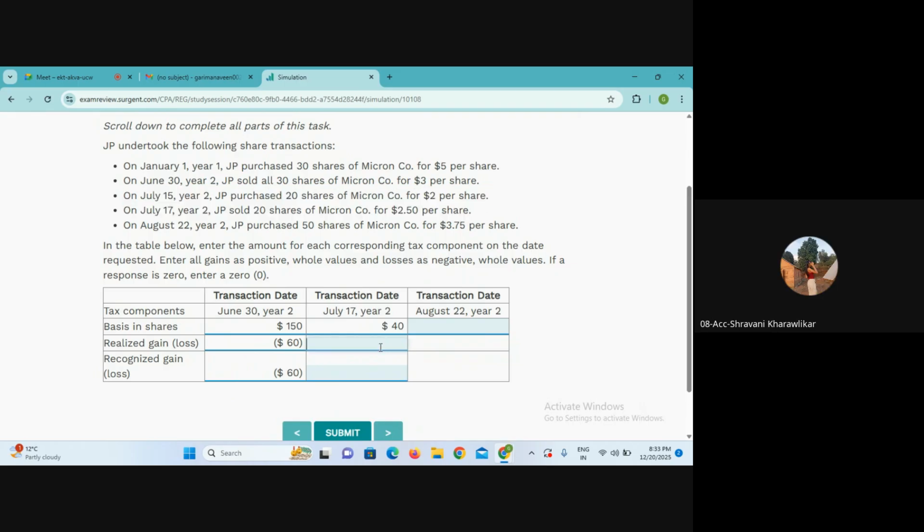Loss. Okay, so how much gain will be there? 2.5 into 20 shares. No, sorry, 0.5. Okay, so 10. And how much can be recognized? It's a gain, then 10. Okay.